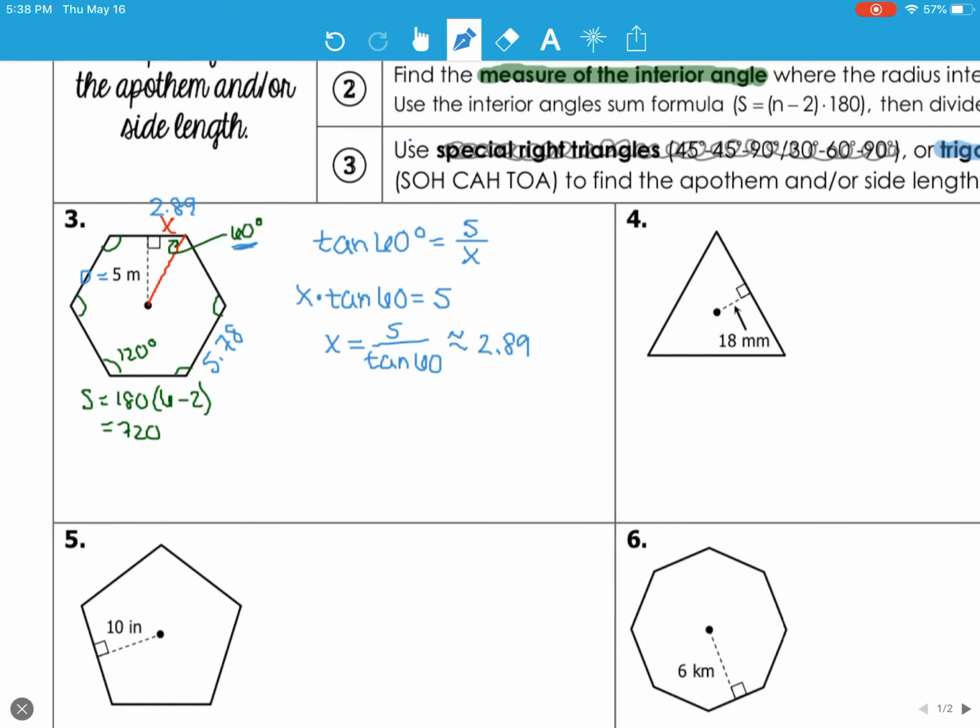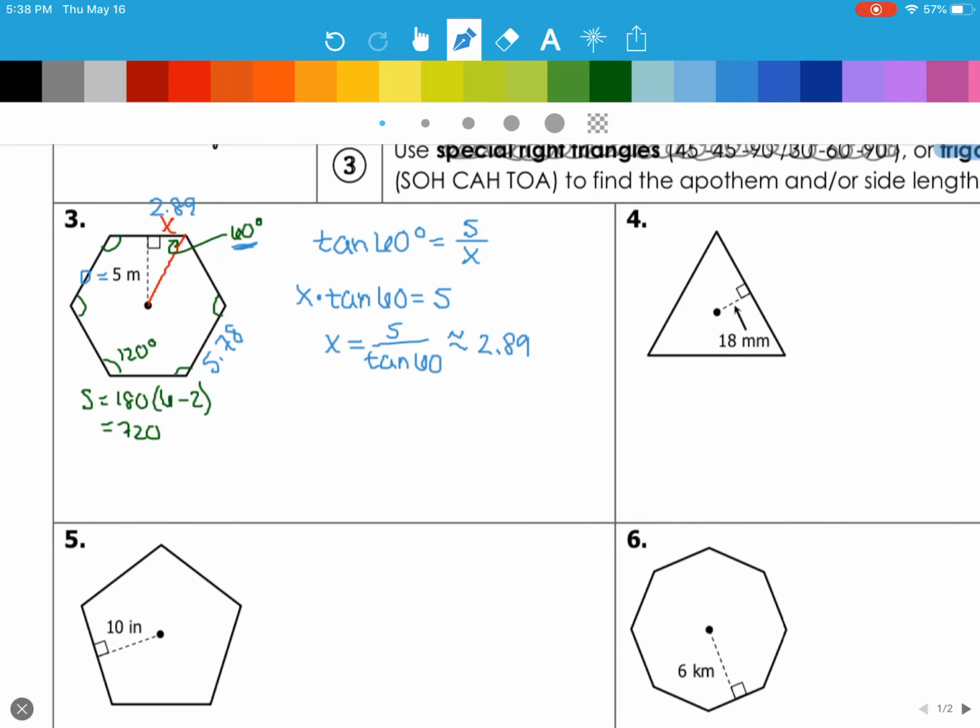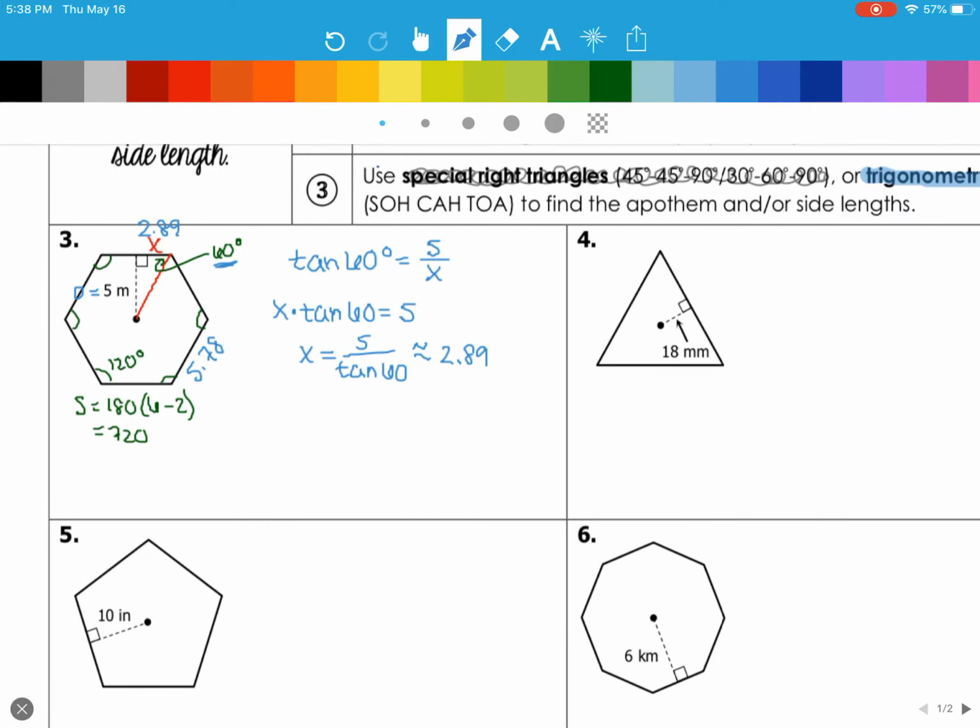Now, why is that useful? Remember what our end goal is here. Our end goal is to find the area of this thing. And so we need to use the area equals 1/2 times the apothem times the perimeter. That 5.78, I take that and multiply it by 6 because I have 6 sides that are equal to 5.78.